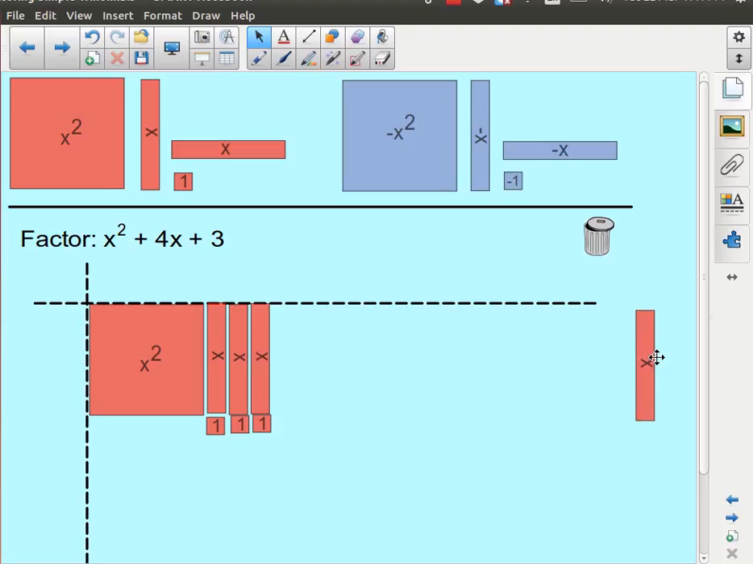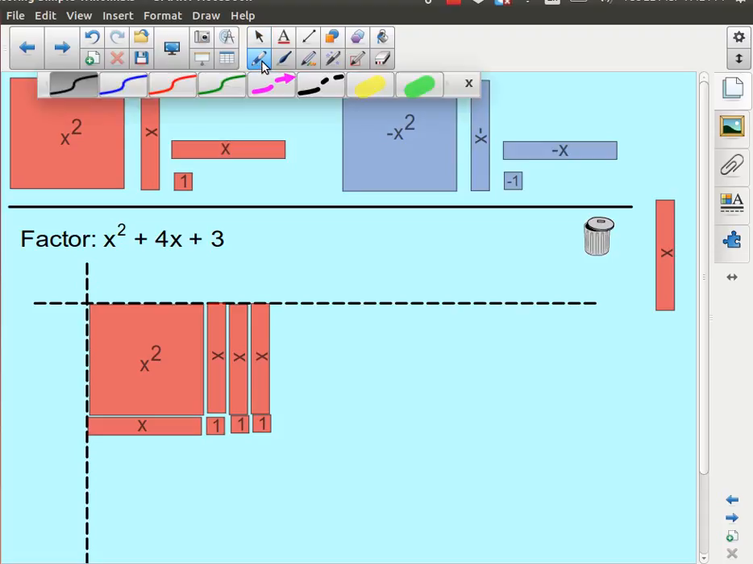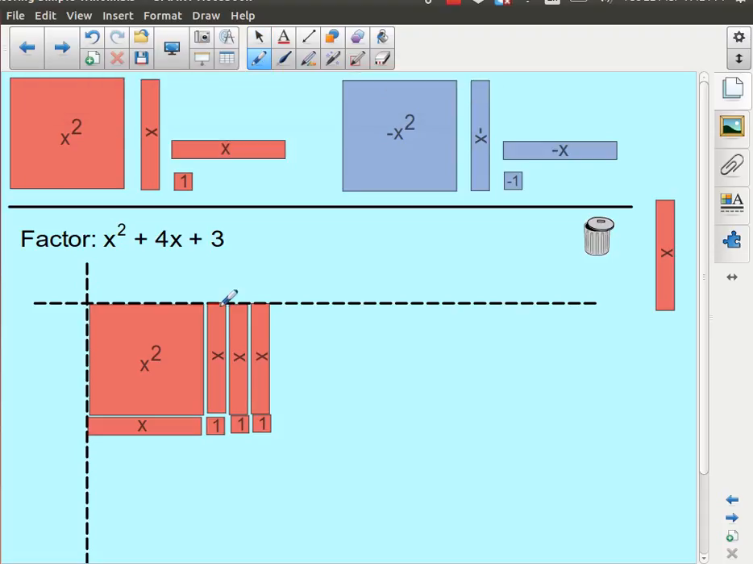So if I take this one away and instead put in a horizontal one, because whether it's horizontal or vertical, that part doesn't matter, now you can see I actually have that nice rectangular shape that I'm looking for. And from that, I now have my x plus 1, 2, 3 along the side, and an x plus 1 along that side. So the top is x plus 3, and the side is x plus 1.